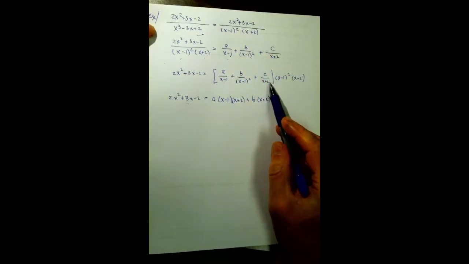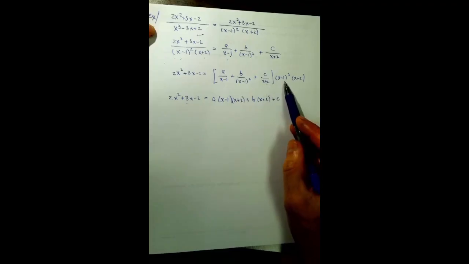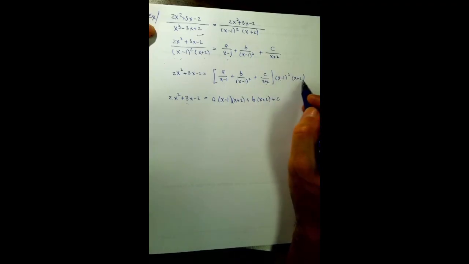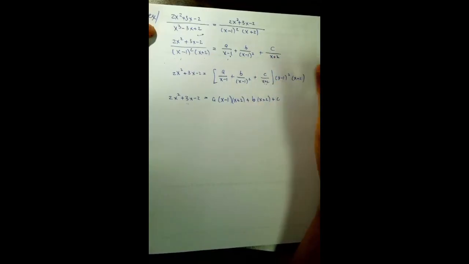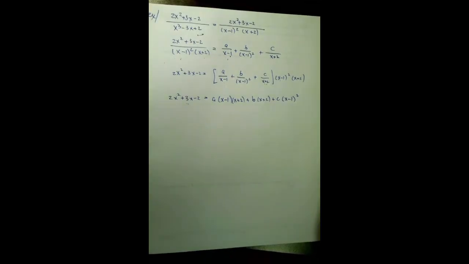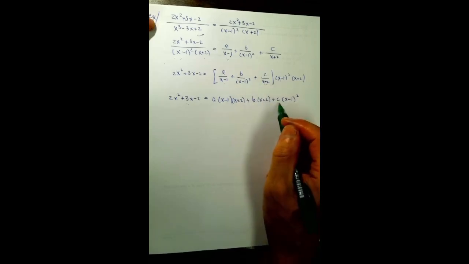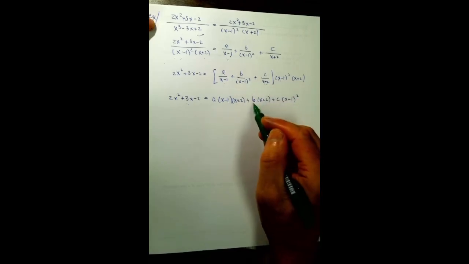Finally, if I take c over (x + 2) times (x − 1)² times (x + 2), the (x + 2) terms cancel, and I get c times (x − 1)². Let's do this. Let me isolate b first.